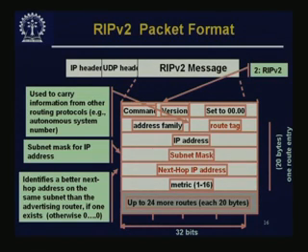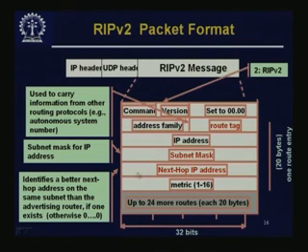Now, that was the original. So, what happens over here is this field is used for the subnet mask for the IP address. So, you have an IP address over here, you see how it has changed. You have an IP address over here and the subnet mask has come here, so that now you can do classless routing.